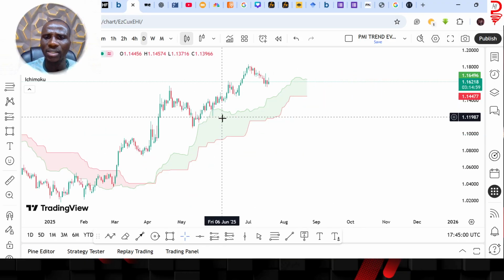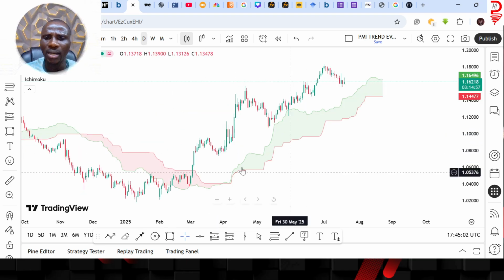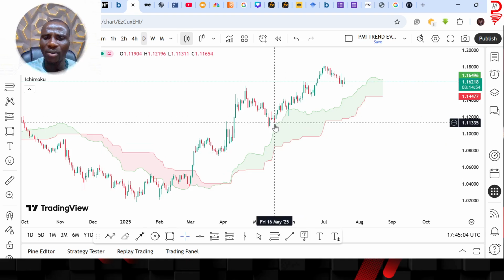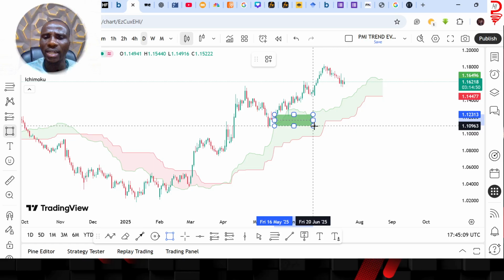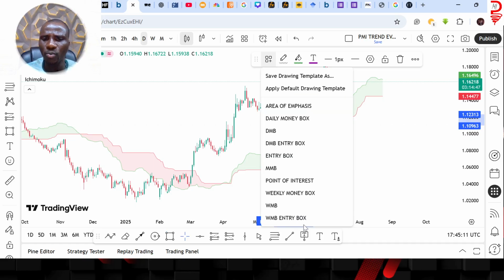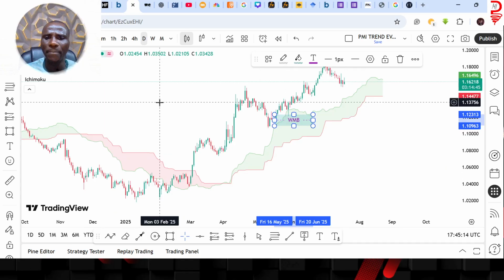Okay, I think we are still good. I might not need to go back to what I've typed before. Now, this was the weekly impulse wave. I mean, the weekly money box that we identified, WMB.